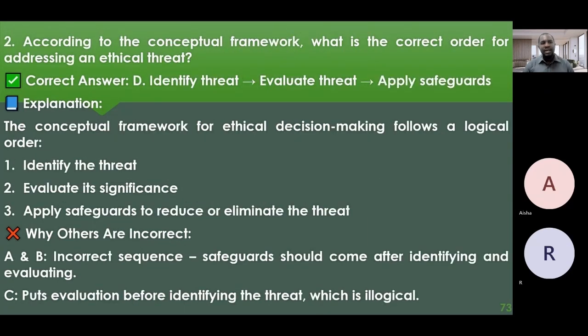Good one. Number 2, according to the conceptual framework, what is the correct order for addressing an ethical issue? Correct answer D. Wow, you guys both got it. The explanation is that the conceptual framework for ethical decision making follows a logical order. Identify the threat, evaluate its significance, apply safeguards to reduce or eliminate the threat. Exactly. D and D. You guys got it.